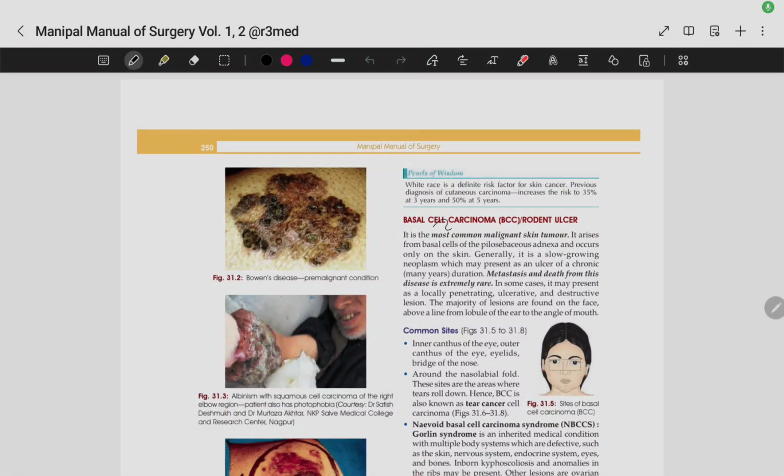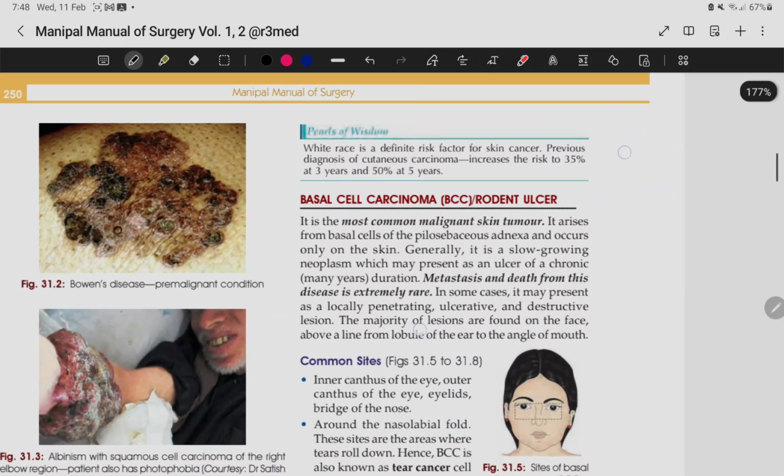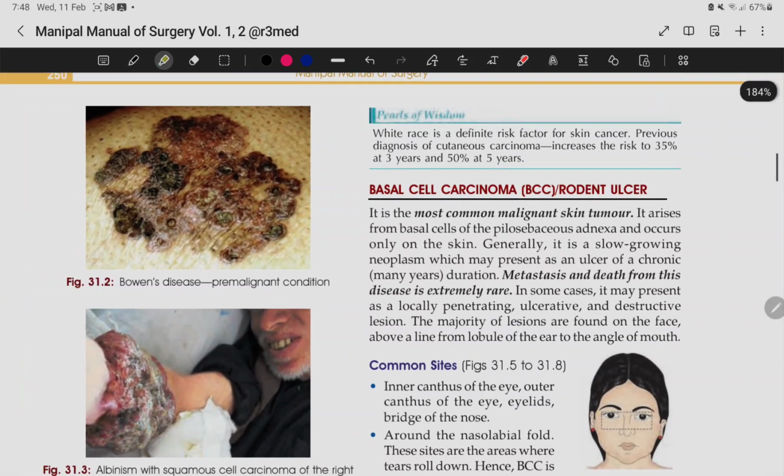Or the basal cell carcinoma. So basal cell carcinoma is also called a rodent ulcer. It is the most common malignant tumor, which arises from basal cells of the pilosebaceous adnexa, which occur only on the skin. Hence the name basal cell.